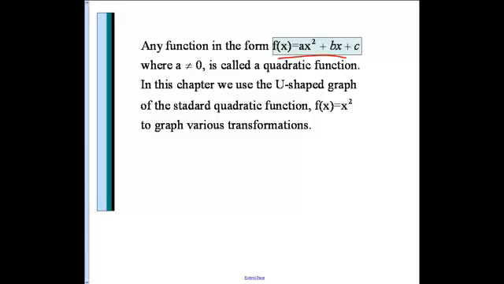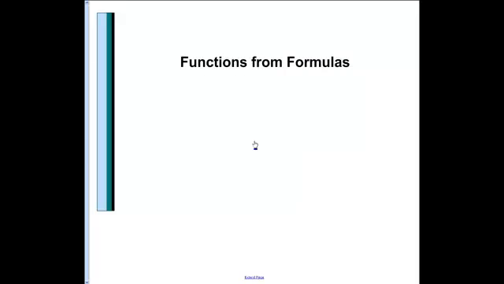Any function in the form of a quadratic function in this chapter will yield a U-shaped graph. If it's negative, it's going to yield an upside down U. If it's positive, it's going to yield a U shape in the upward direction.